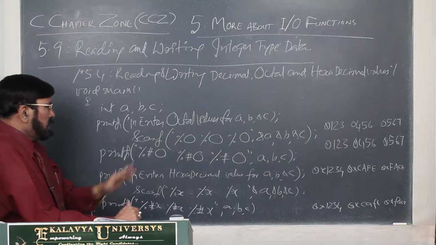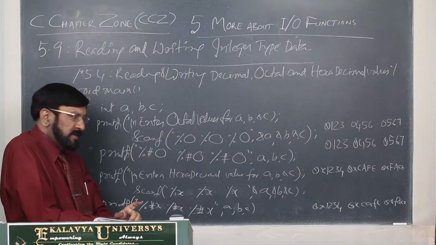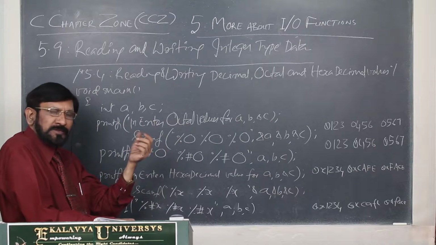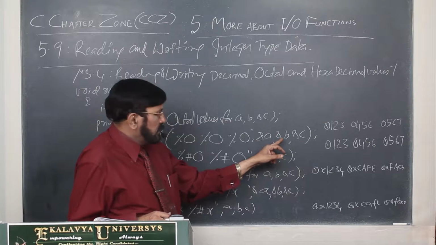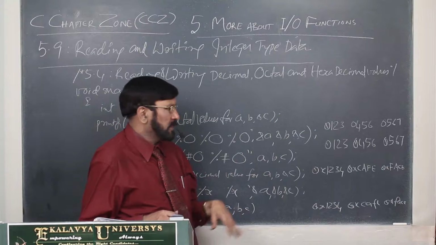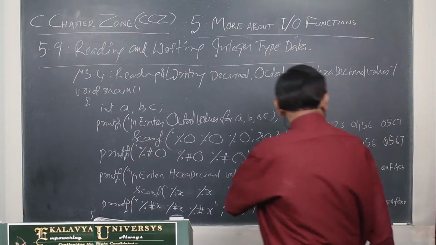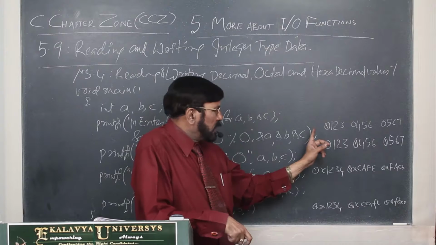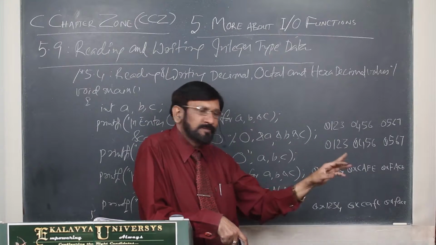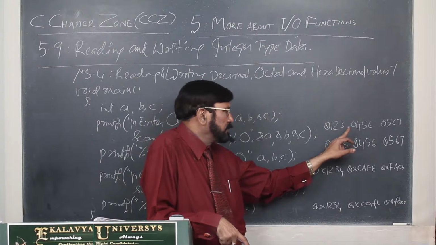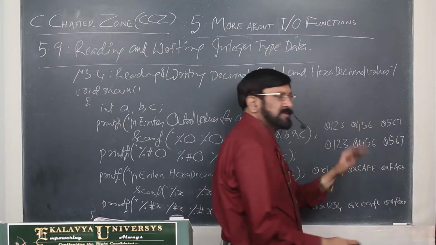Now for all of them I want to enter octal values. Octal, what is the specified symbol? It is %o, %o, %o, with &a, &b, and &c. Now which values am I entering? I am entering octal values. If you have to enter octal values, the 0 prefix is compulsory. Otherwise, by default, it becomes decimal. So 0123, 0456, and 0567.